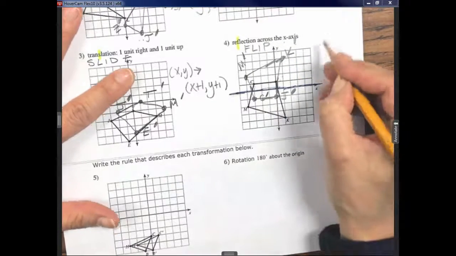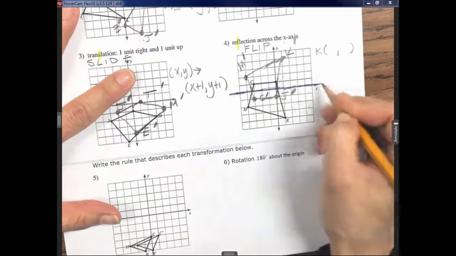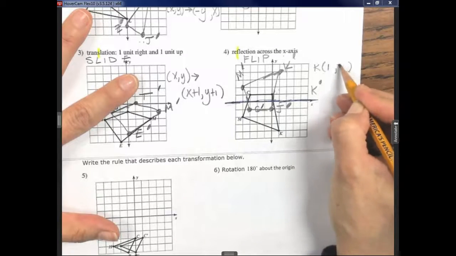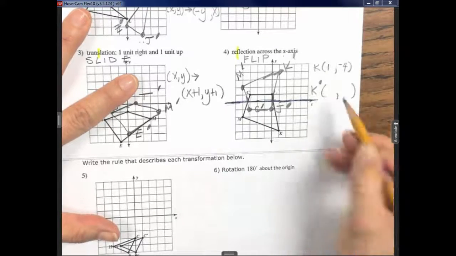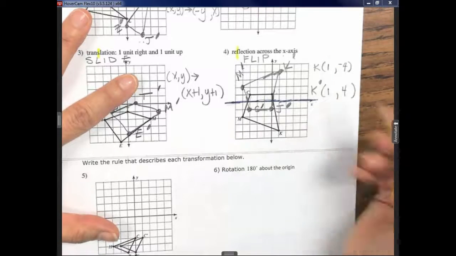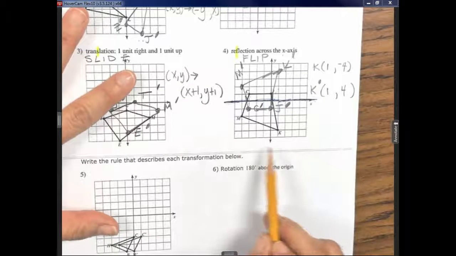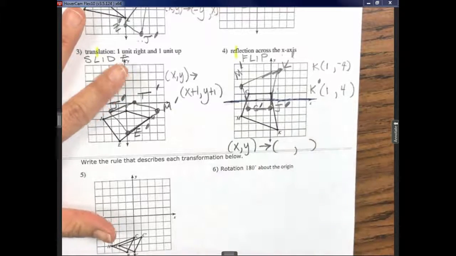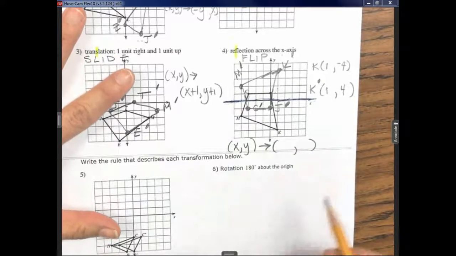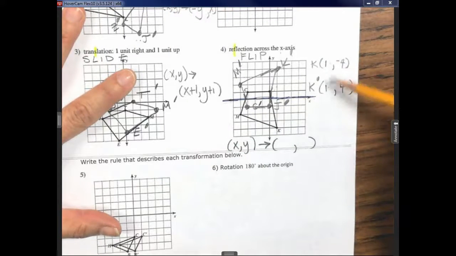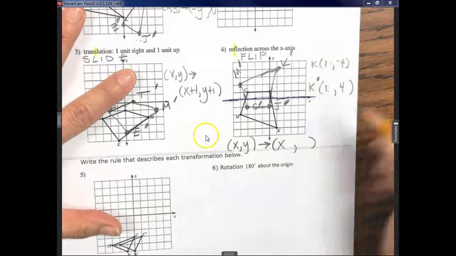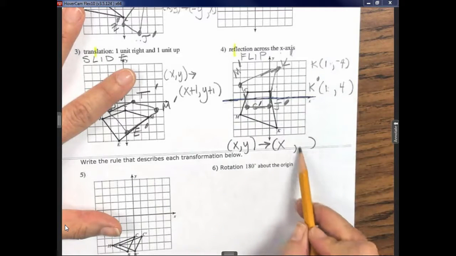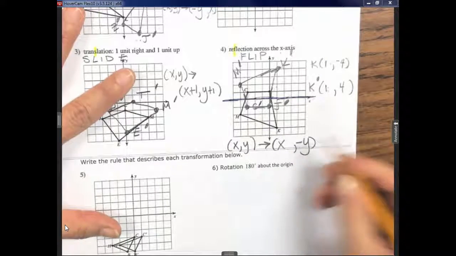But to write the rule, let's look at the letter K. What's the original ordered pair for K? 1, negative 4. Good. And what's K prime? 1 and positive 4. So I kind of ran out of room. I'm going to write the rule down here. So draw your little setup. Stop it. Thank you. Hold on, let me finish the rule. So did the x's change at all? So just write the letter X. What do I write there? Negative y. All right, cool.